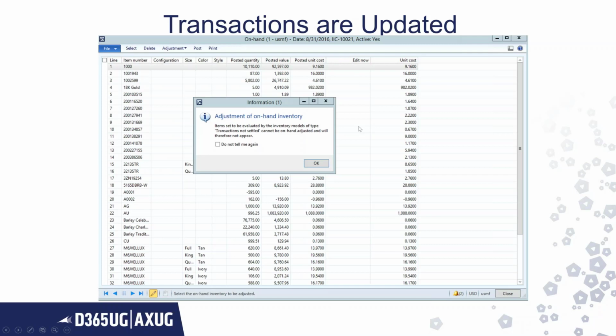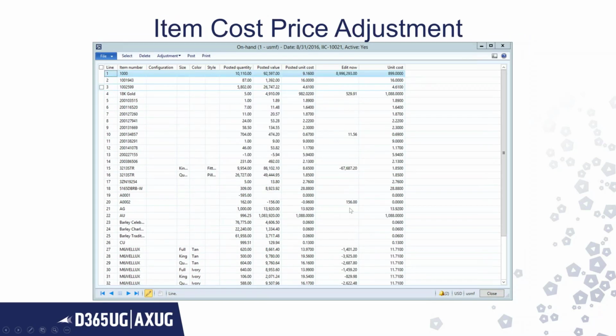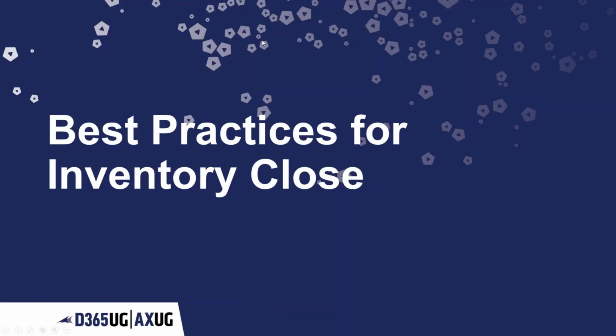And really what we're seeing here is that it brings up all items that have a balance. So edit now would show you where it anticipated doing an adjustment. And it does give you a warning. And there's the adjustments that it's made to an on-hand inventory. Okay.